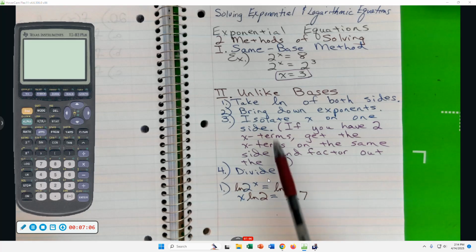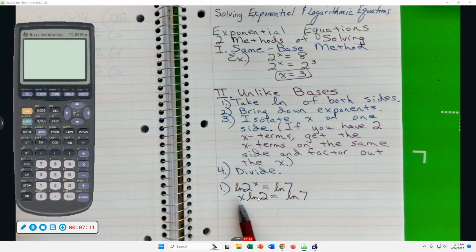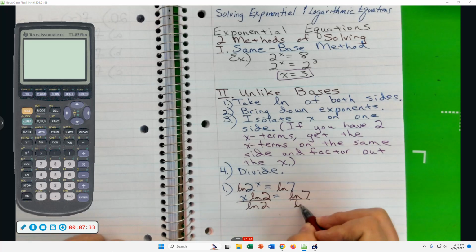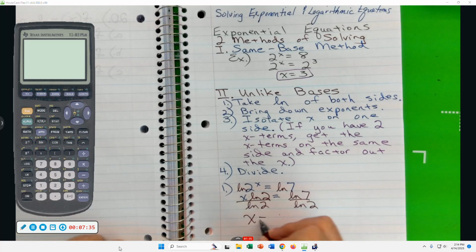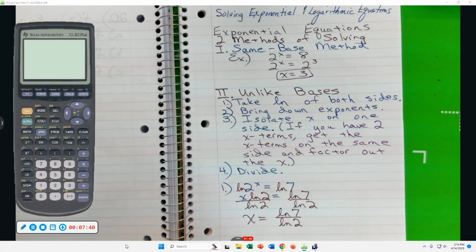The x term is already isolated. Notice that's the only term there. That's saying x times the natural log of 2. ln2 is just a messy decimal number. You have a number times ln2, so we divide to get x by itself. What undoes multiplication? Division. Divide by ln2 to give you x equals ln7 divided by ln2.